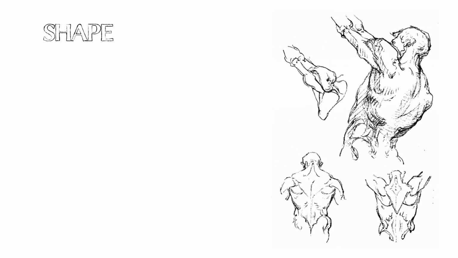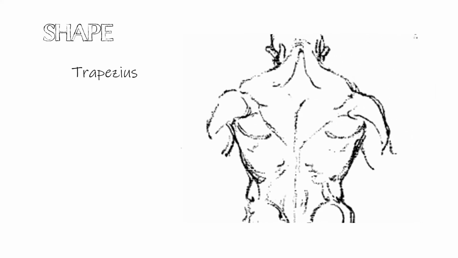So let's look at another example of shape. And this one's more obvious. We're going to look at one in the back, and that is the trapezius muscle. So the trapezius, again, may be a name that you know, even if you don't know a lot of muscles, but it's that large muscle that connects from the neck down into the back. So that's the trapezius muscle.